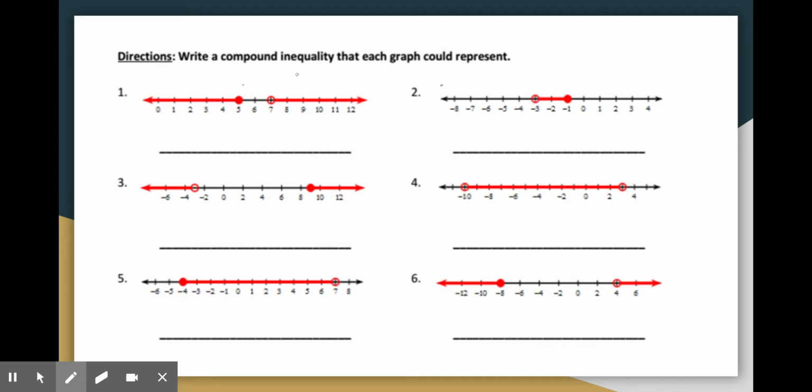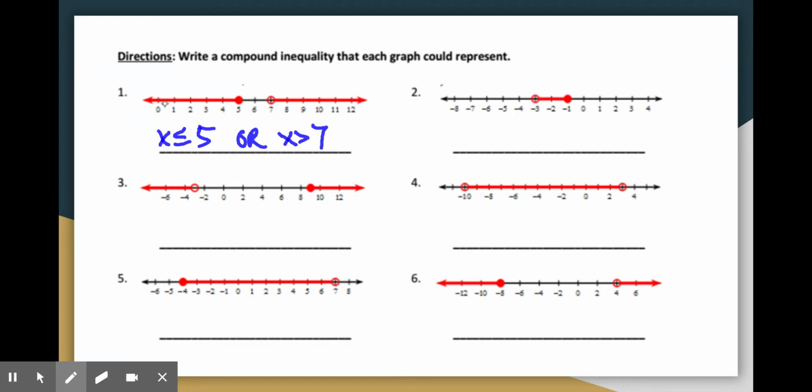I don't think we're going to do the whole page. Let's look at number 1. So number 1, we're going to write the inequality. You can see there's two inequalities. They're going in opposite directions. So this is an or inequality. All right, let's look at the first one over here. This one says x is less than or equal to 5. We agree? It goes to the left, and there's a closed circle on the 5. The one on the right says x is greater than 7. Right? Open circle to the right.